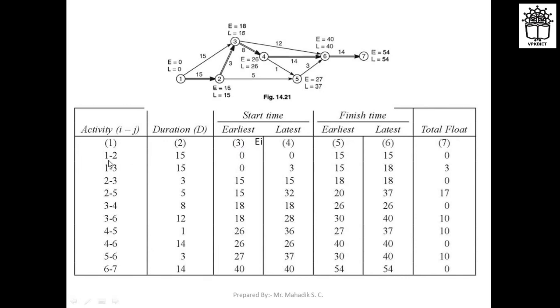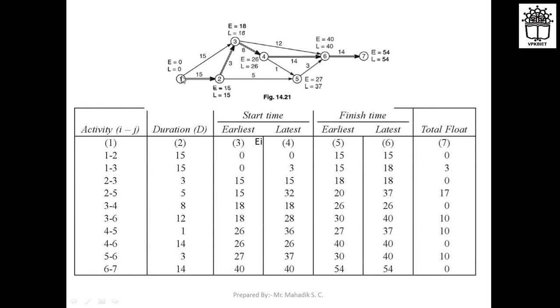EI means what? You can see that for activity 1 to 2, EI is what? 0, right? So here you can see that EI is 0, that is for 1. I means for what? 1. J means for second. So for 1 to 2, EI is 0, you can see, right? So that's why here it is 0.